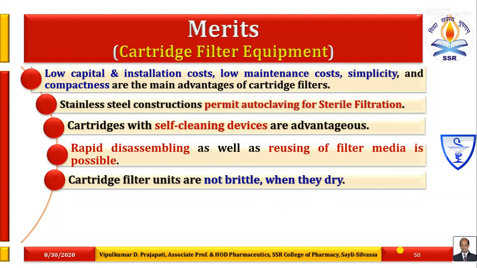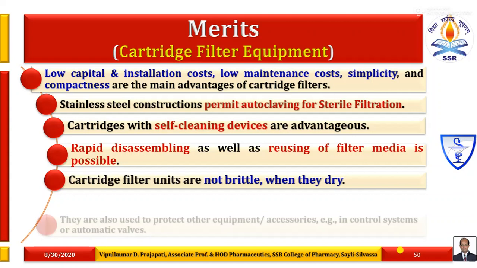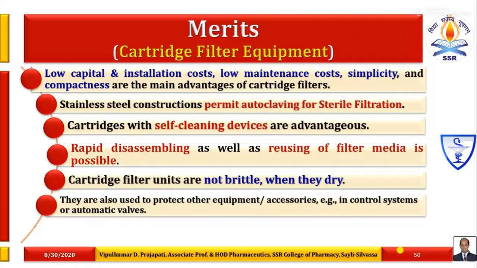Cartridge filter units are not brittle when they dry. They are also used to protect other equipment or accessories, for example in control systems or automatic valves. So they are used to protect the other equipment or accessories which are attached with its unit.